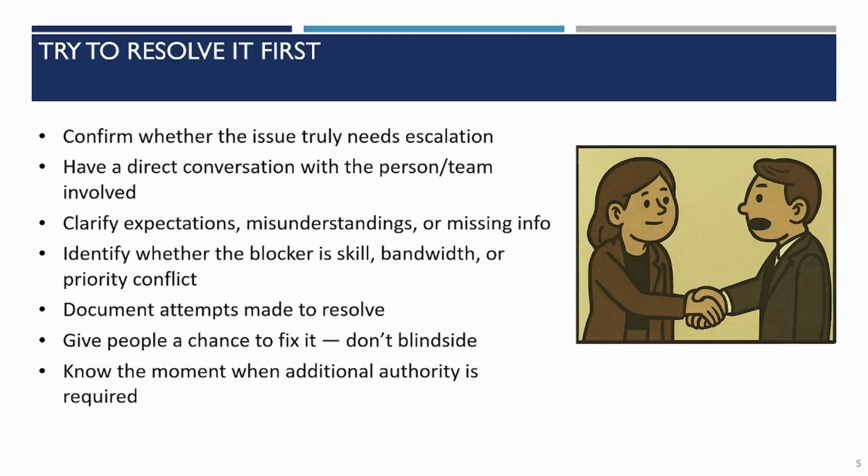So the first thing I would say is try to resolve it first. And this sounds obvious, and most of the time when there's an escalation, this has already been attempted. But it starts with asking, is it really an issue that requires escalation? And having a direct conversation. I remember there was one time there was a team that didn't want to get something done, and he's like, well, you're going to have to call my manager. I said, here's what's going to happen.